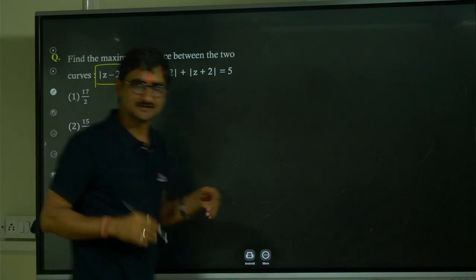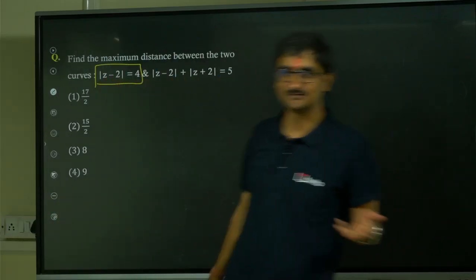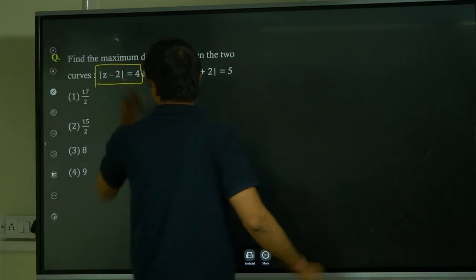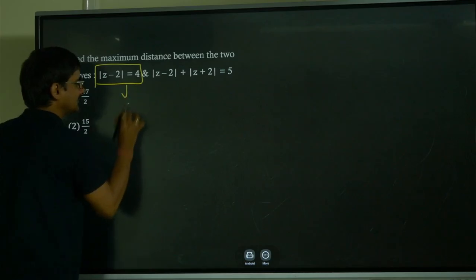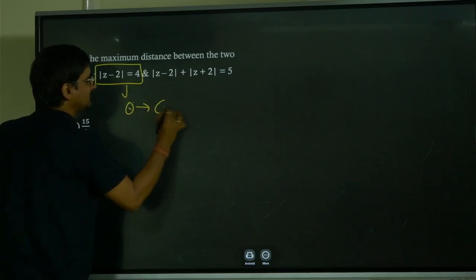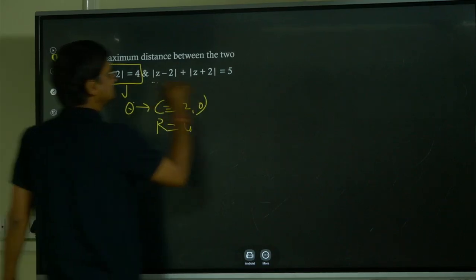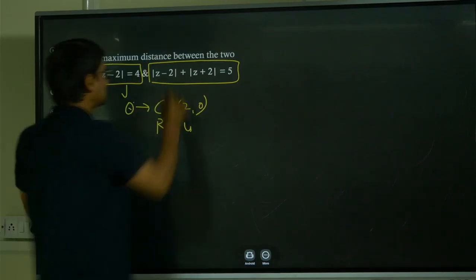Okay, see, in the last video also we discussed complex numbers with the help of curves. We use a circle. See, again that's a circle. It's a circle whose center is 2, 0 and radius is 4. Now which curve is it, bacho? Which curve is it?